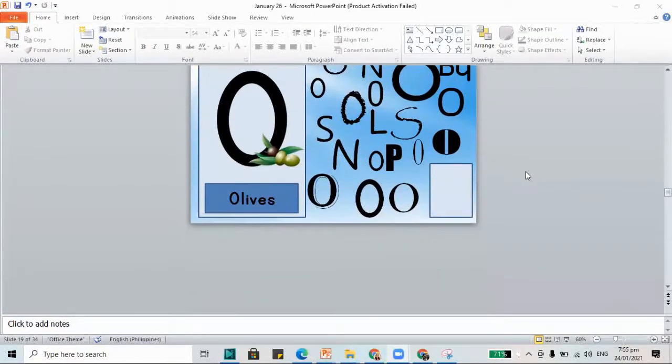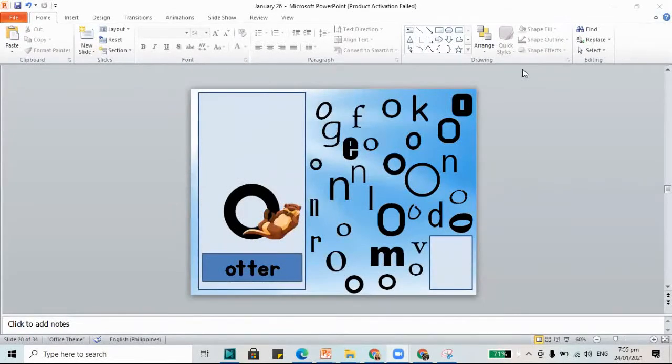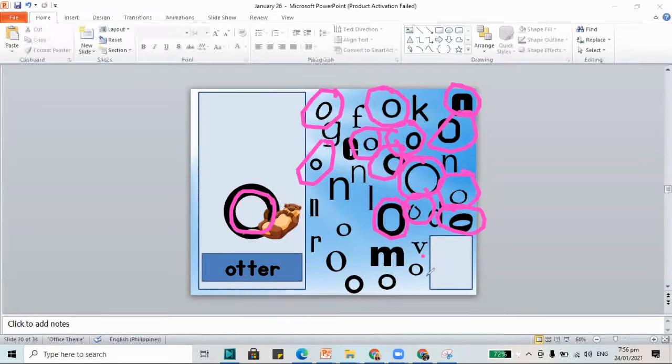How about for the next one? We have our lowercase letter o. And remember, lowercase o is for the otter, an animal that likes to swim. Let's circle all the letter O's. Let's see how many we have on our screen. I think we also have a lot of letter O's on our screen. And once we're done, we need to tally and count how many we have here on our screen.